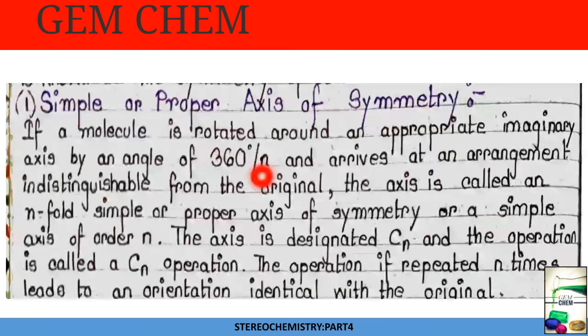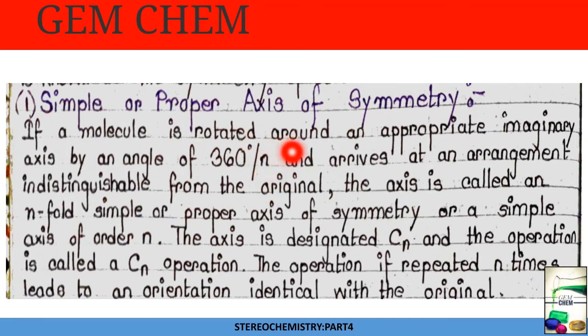First is the simple or proper axis of symmetry. Here we rotate the molecule around an appropriate imaginary axis by an angle of 360 degree by n, and we arrive at an arrangement which is indistinguishable from the original one. The axis is called an n-fold simple or proper axis of symmetry.